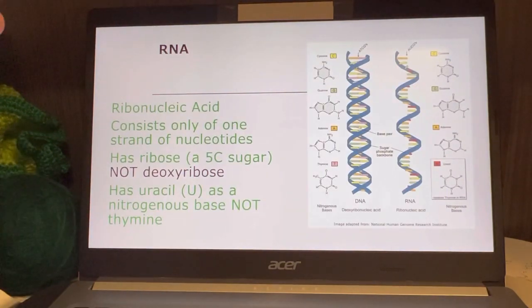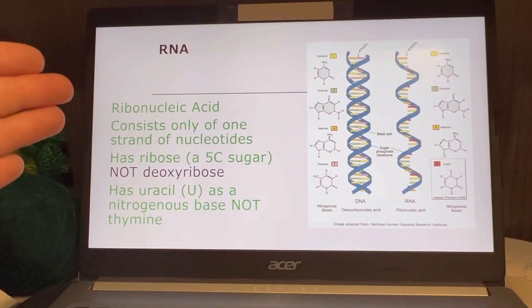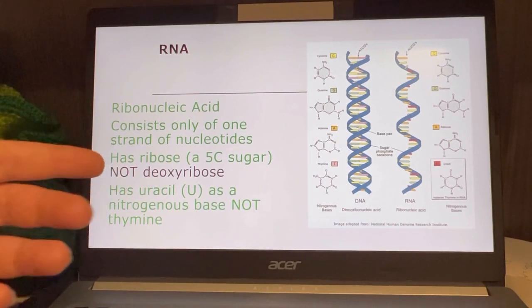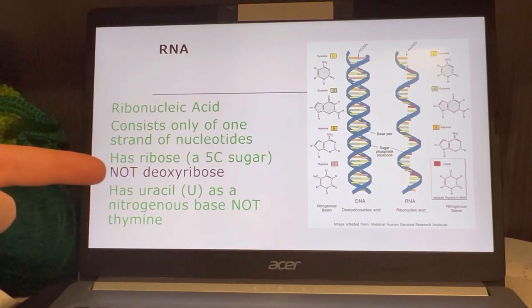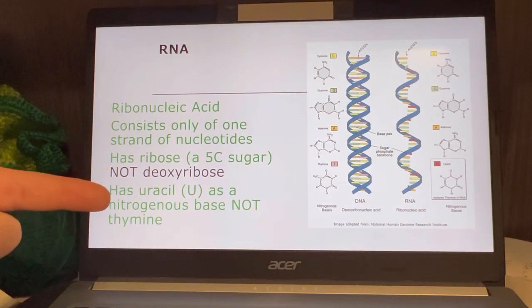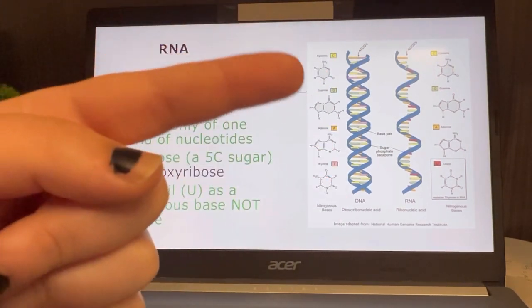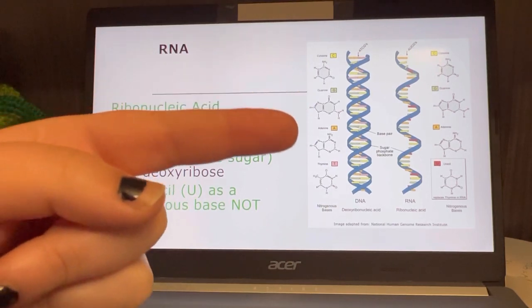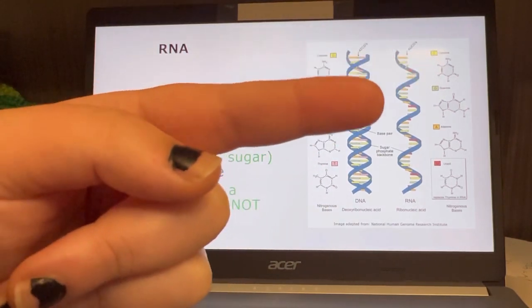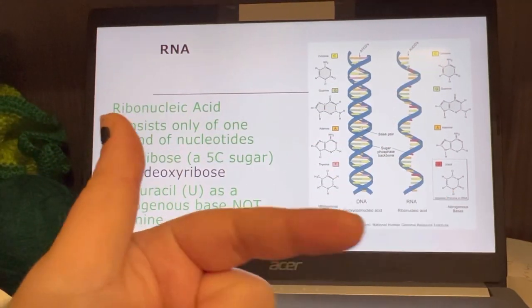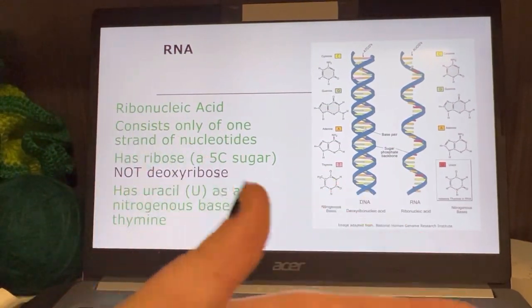RNA is ribonucleic acid. It consists of one strand of nucleotides and has a ribose, not a deoxyribose. It has uracil as a nitrogenous base and not thymine. This here is DNA with its four bases, and this here is RNA with its four bases, and there's uracil compared to thymine.